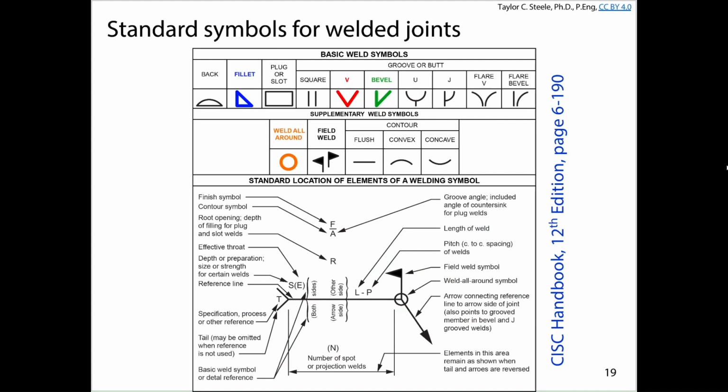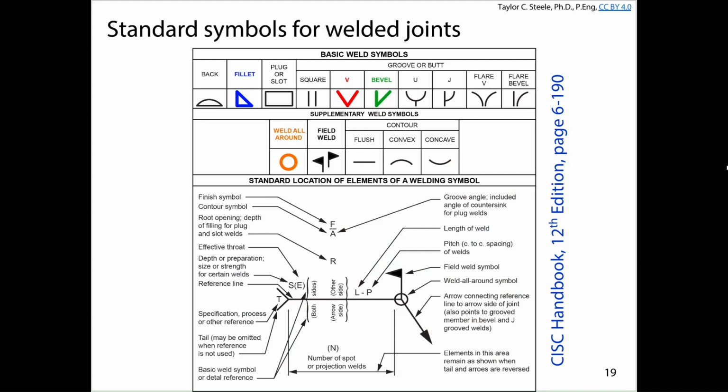The shape we're going to use most often in this course is the fillet. It's just a little triangle. Or a bevel weld to denote some kind of partial joint or complete joint penetration weld. There are some ones we'll see when we start talking about base plates towards the end of the course, when we might see that symbol.